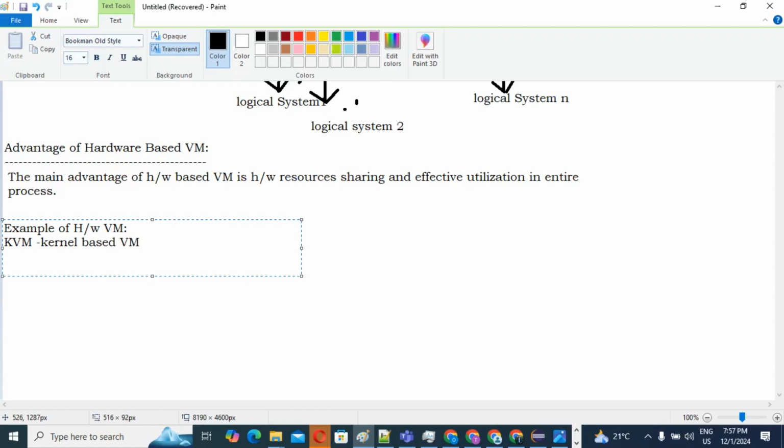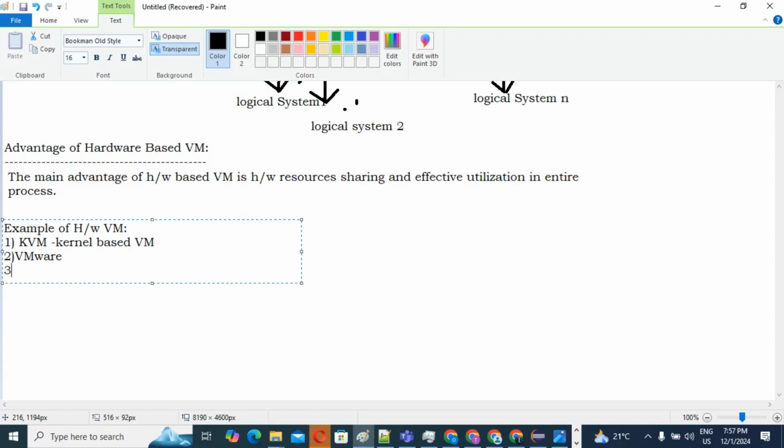This is one example, guys. Then the second example you also need to know. What is the second example? You know VMware, guys. You have heard the name, right? VMware is also a hardware based virtual machine, guys. That is also one example.